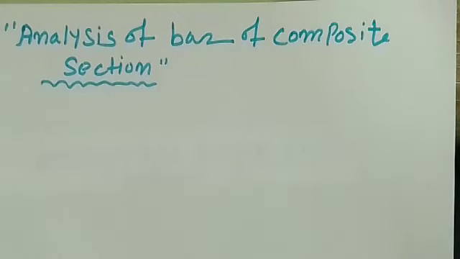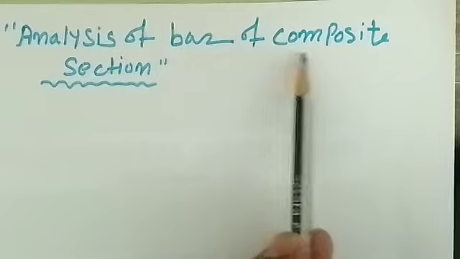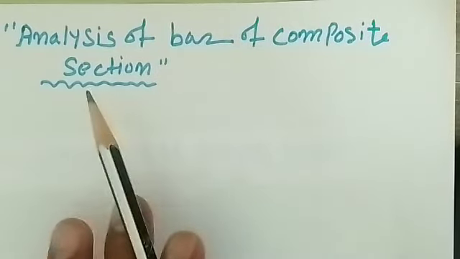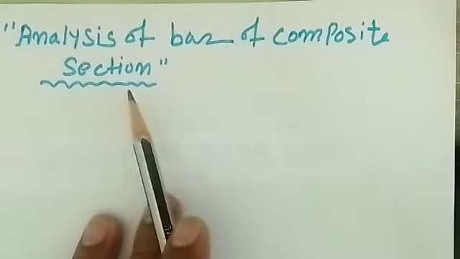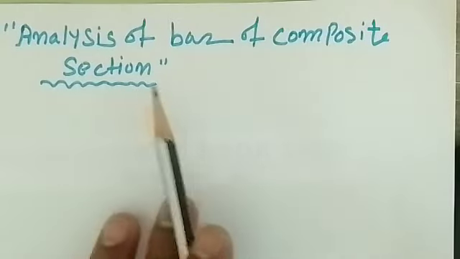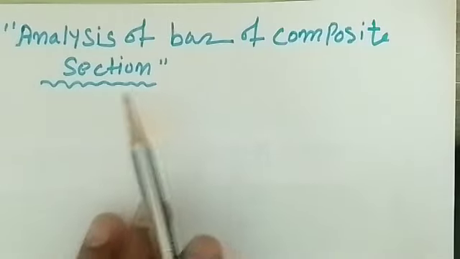In this video, we are going to discuss the analysis of a bar of a composite section. Before that, we need to know what a composite section is. A composite section is nothing but any section which is made up of more than one material. That section or body we call a composite section or composite body. Let's say an example is any component made up of two different materials, let's say steel and copper, or wood and concrete, iron and concrete. These are all examples of the composite section.